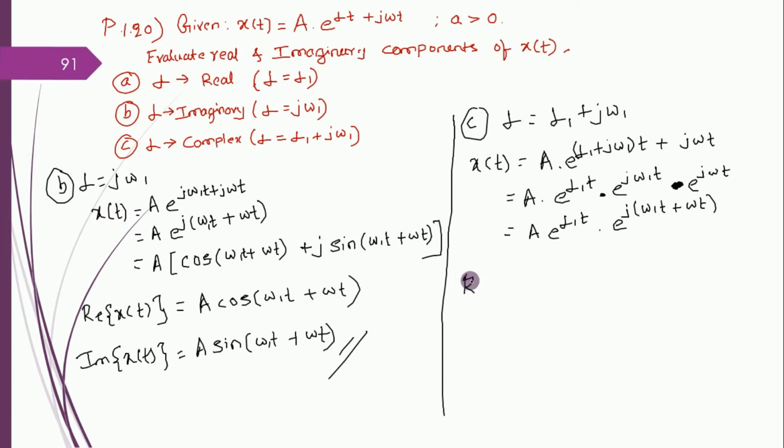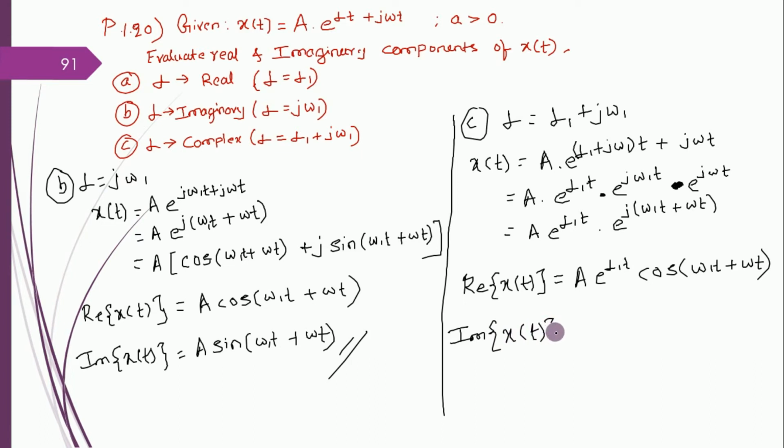The real component of x of t is A e raised to alpha 1 t times the real component of the exponential signal, cos of omega 1 t plus omega t. That's your real component. The imaginary component is A into e raised to alpha 1 t, and I have to write sine now: sine of omega 1 t plus omega t. Both mean the same. So this is the answer for the problem that has been given to you.